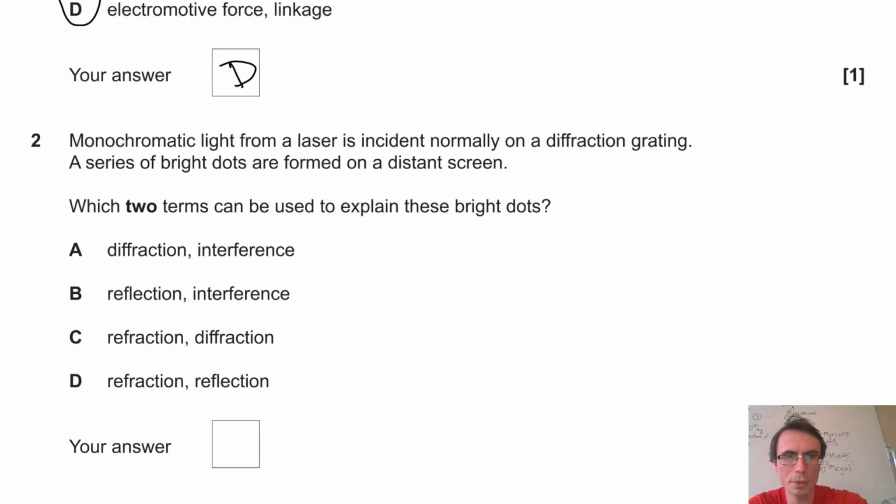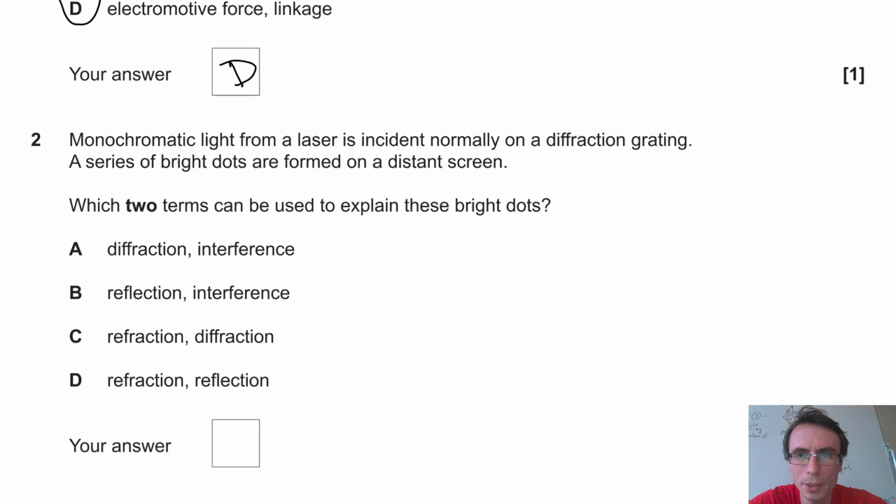Okay, next one. Monochromatic light from a laser is incident normally on a diffraction grating. Series of bright dots are formed on the distant screen. Which two terms can be used to explain these bright dots? Diffraction, interference, that seems very likely to be the answer. Reflection, interference, well, not really. No reflection. Refraction, nope, not refraction. So correct answer has got to be A.